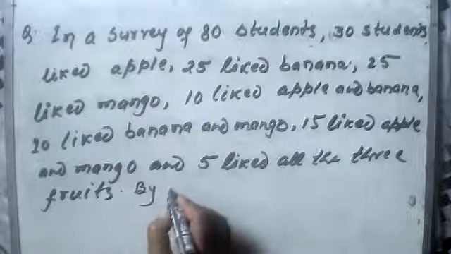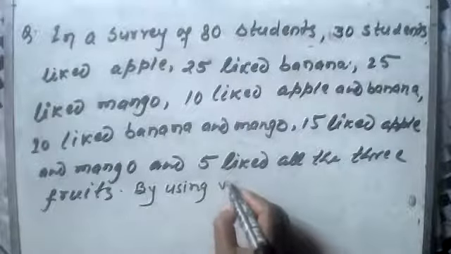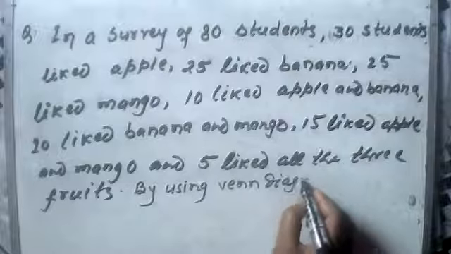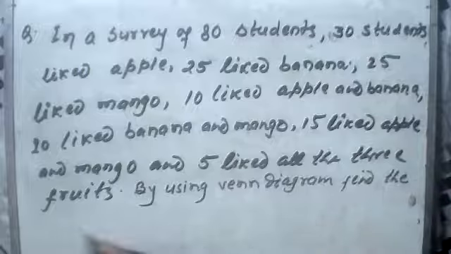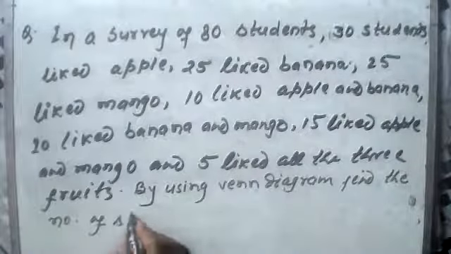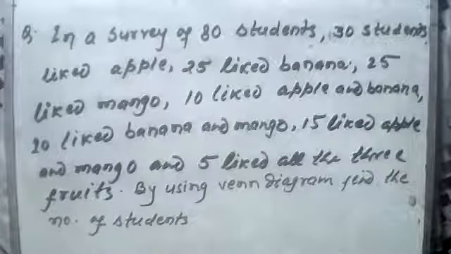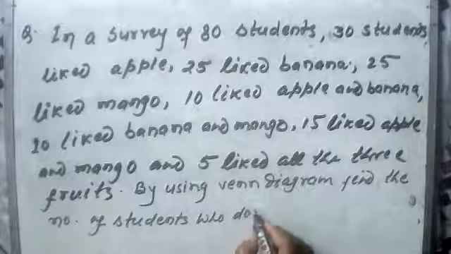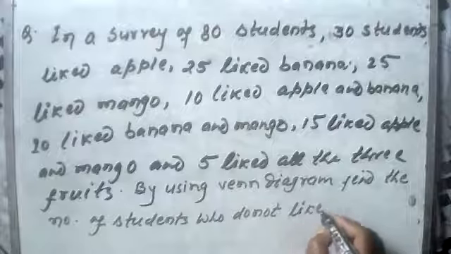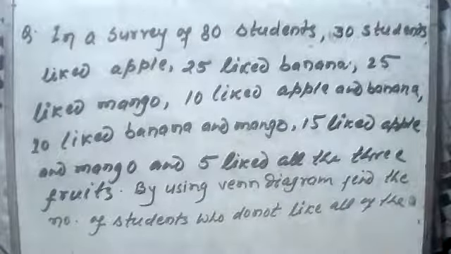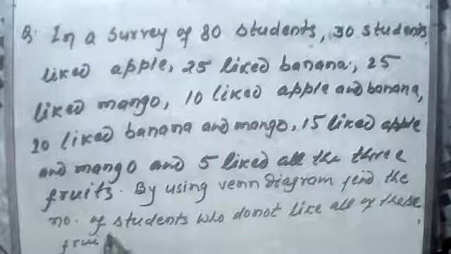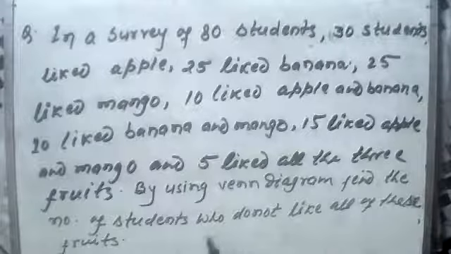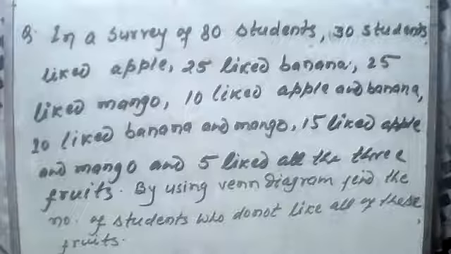By using Venn diagram, find the number of students who do not like all of these fruits.